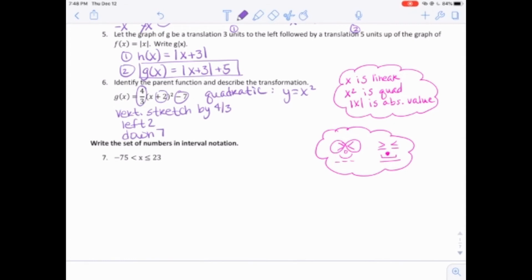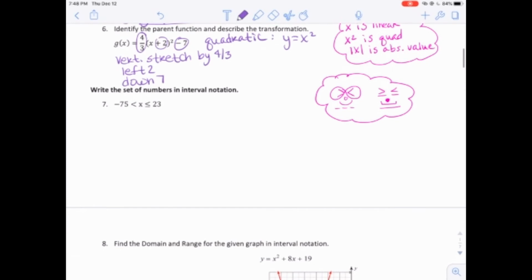All right, this next one we want to write the numbers in interval notation. We want to remember a couple things. First, interval notation is parentheses or brackets enclosing our numbers, and the numbers themselves are listed in order, smallest, comma, biggest.